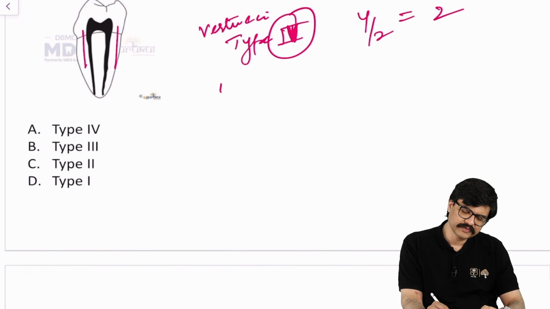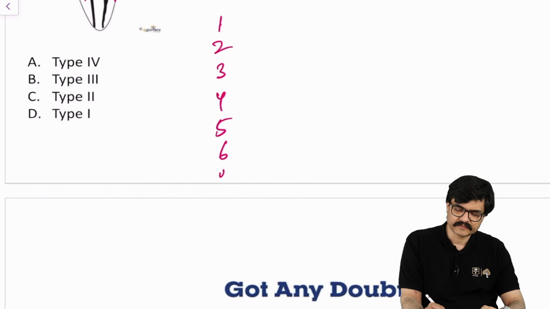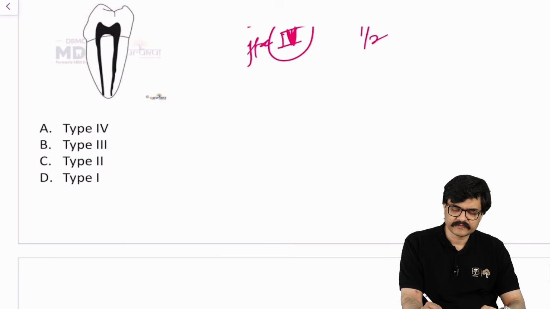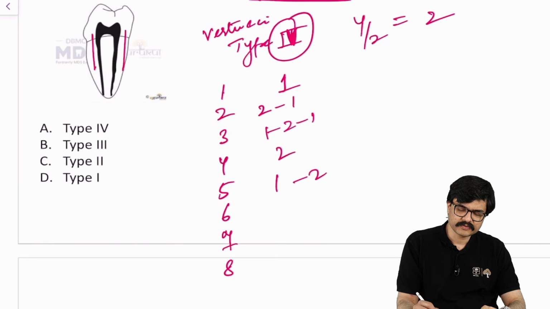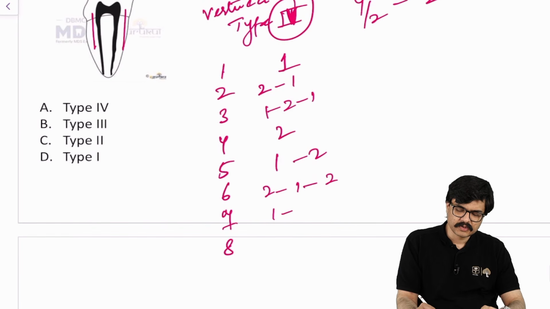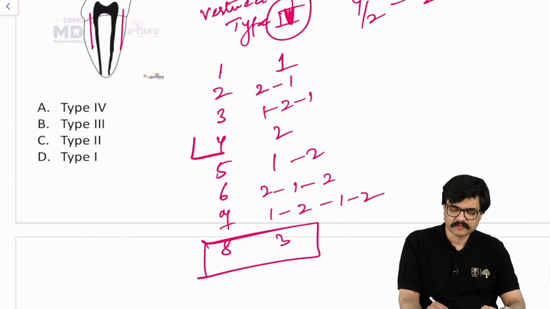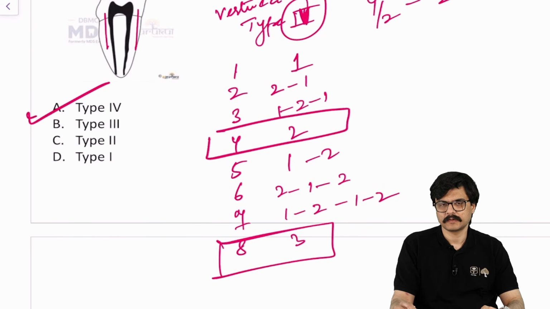Quick revision of Vertucci: 1, 2, 3, 4, 5, 6, 7, 8. So 1 is simple, 1 canal. 2 is 2 merging into 1. 3 is 1, 2, 1. 4 is 2. 5 is 1 dividing into 2. 6 is 2 merging into 1, then again dividing into 2. 7 is 1, 2, 1, 2. And 8 is 3 canals throughout. So Vertucci type 4 is the answer here.